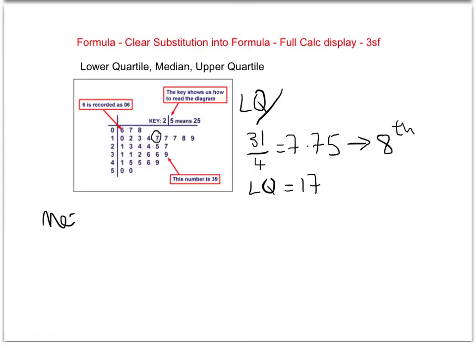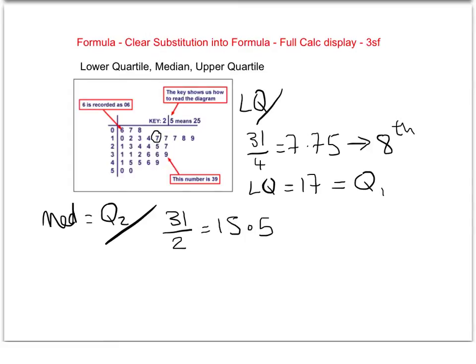Okay, median, Q2 this is sometimes called. Lower quartile is sometimes called Q1. Median is called Q2. We're going to take the total amount of data and divide it by 2. So that's going to give us 15.5. That is not a whole number, so we round it up to the 16th. The 16th piece of data is 8, 9, 10, 11, 12, 13, 14, 15, 16. This one, which is 24. So the median is 24. So the median isn't 16, it's the 16th, which is 24.